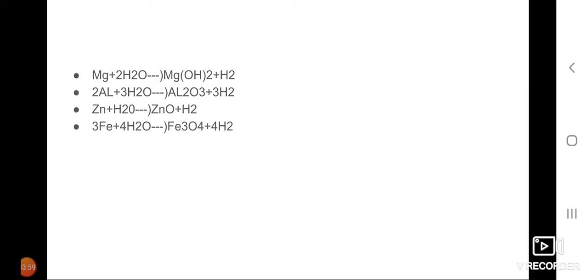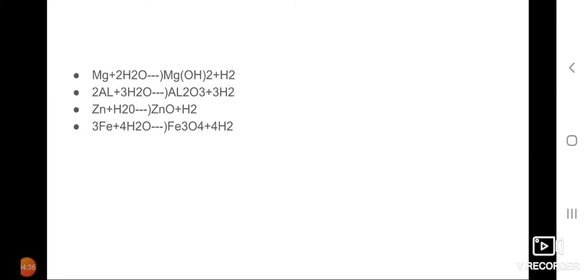Magnesium reacts very rapidly with steam to form magnesium oxide and hydrogen. Please note that when magnesium reacts with hot water, it forms magnesium hydroxide and hydrogen. But when the same magnesium reacts with steam, it forms magnesium oxide and hydrogen. Next, metals like aluminium, zinc, and iron do not react with either cold water or hot water. They react with steam to form a metal oxide and hydrogen.